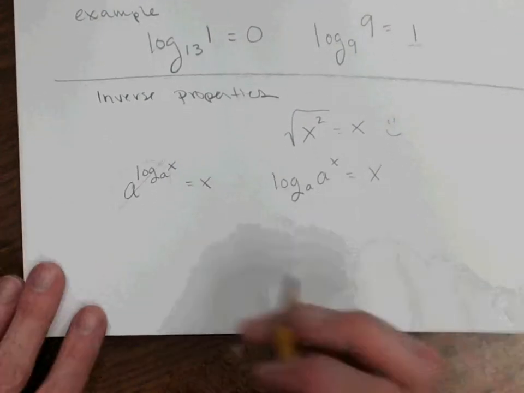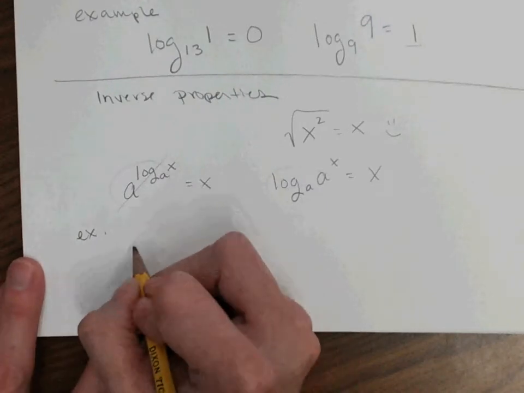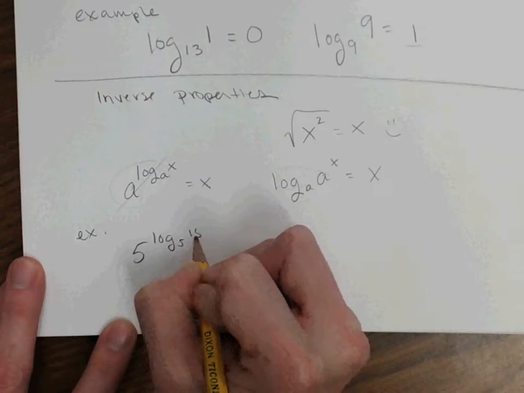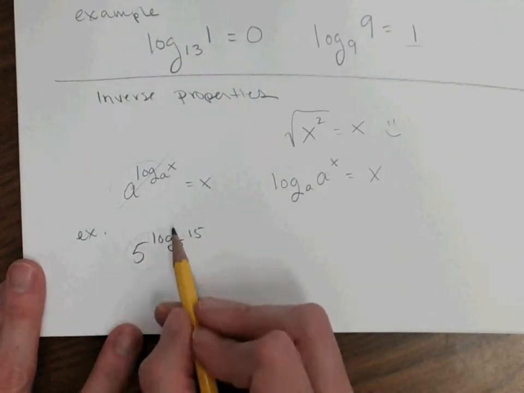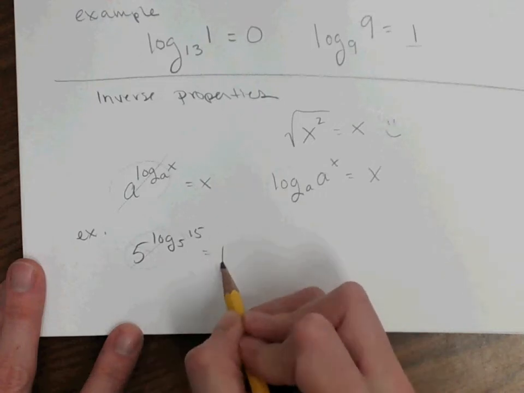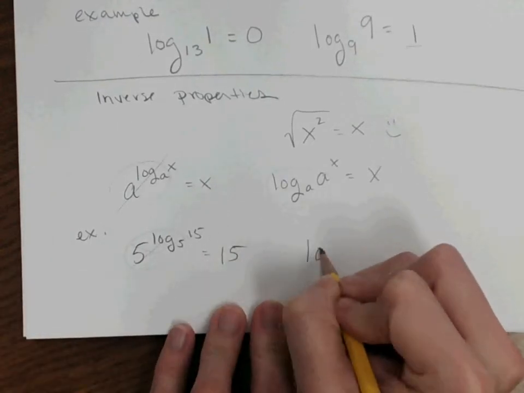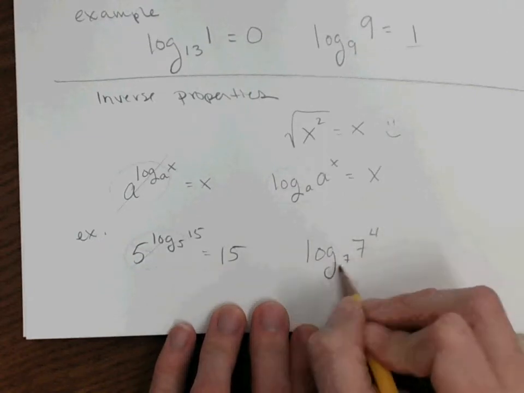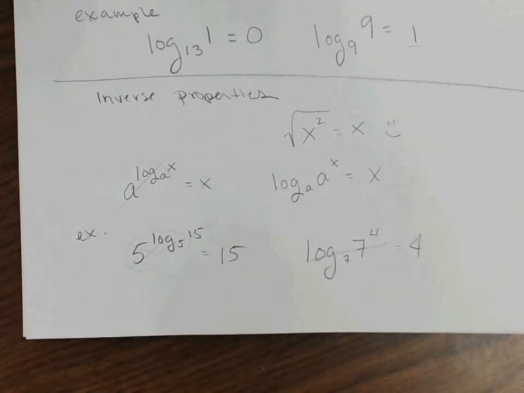So if I've got, as an example, let's say I've got 5 to the log base 5 of 15, right? All of this whole part is going to cancel out. All of it's gone, and I'm just left with a 15. Or if I've got log base 7 of 7 to the 4th power, well, those are going to cancel out. I'm going to just be left with that little 4 hanging out up at top. Okay?